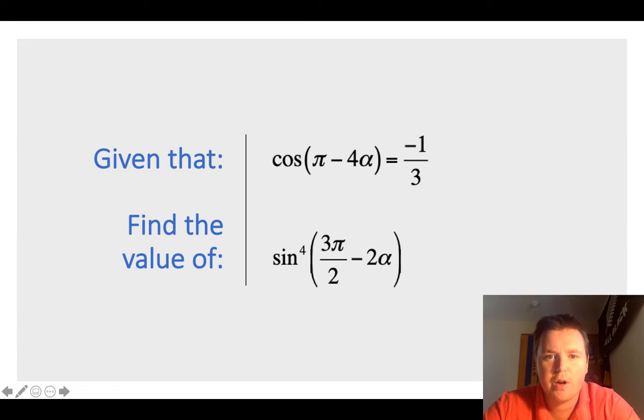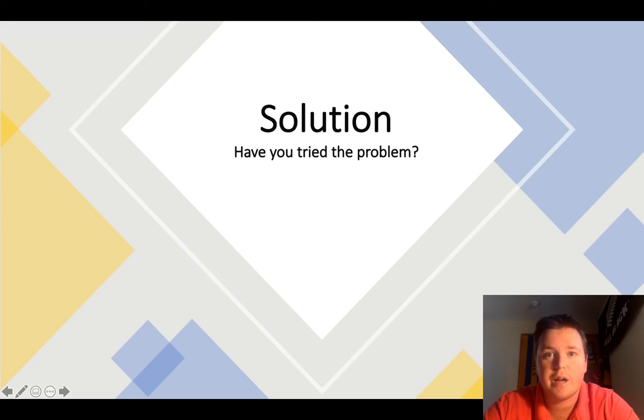Given that cosine of pi minus 4 alpha is equal to negative 1/3, find the value of sine of 3 pi over 2 minus 2 alpha all to the power of 4. Okay, so this one I've solved using Desmos, just to visually get you to understand what's happening here.